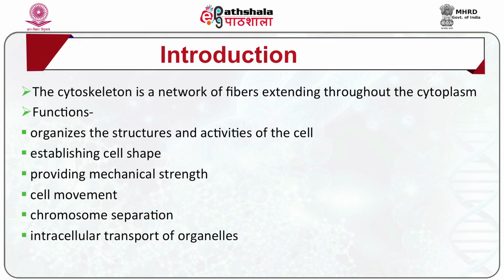Its primary functions are to organize the structures and activities of the cells. It helps in establishing cell shape. The cytoskeleton extends throughout the cell. It is attached to the plasma membrane and internal organelles, so producing a framework for cellular organization. It can be very dynamic and have components capable of reorganization in less than a minute, or it can be quite stable for several hours.